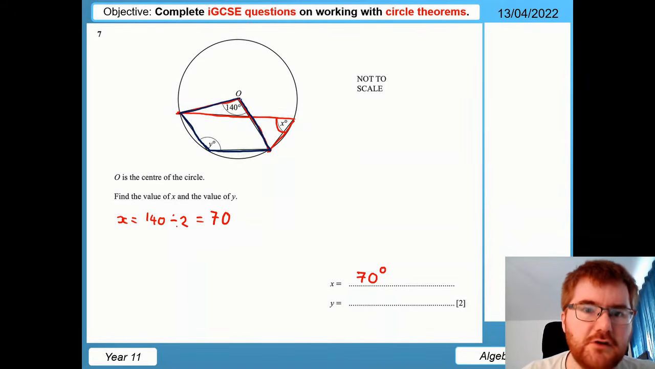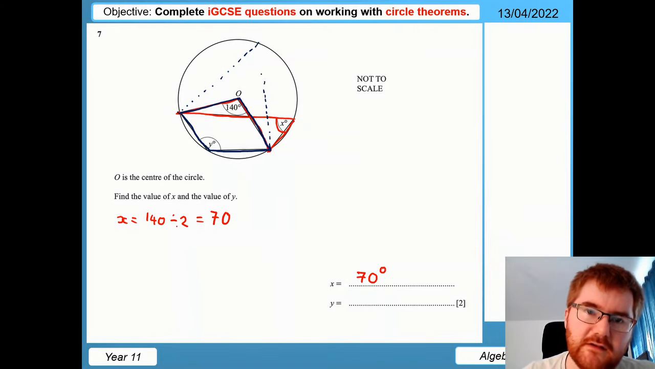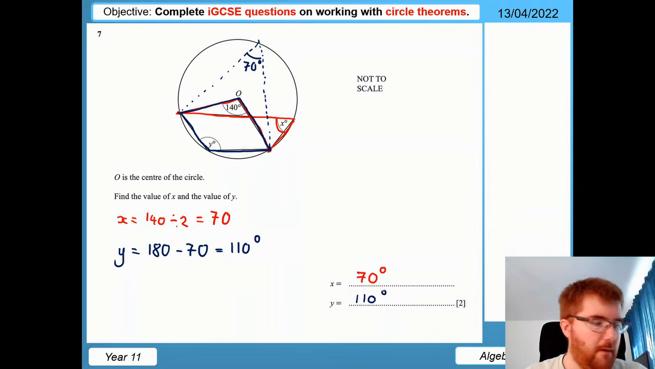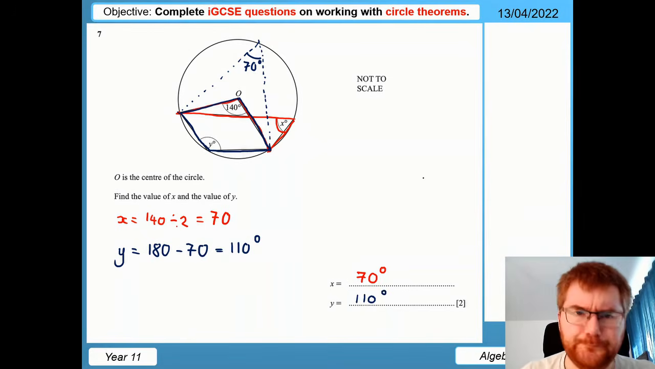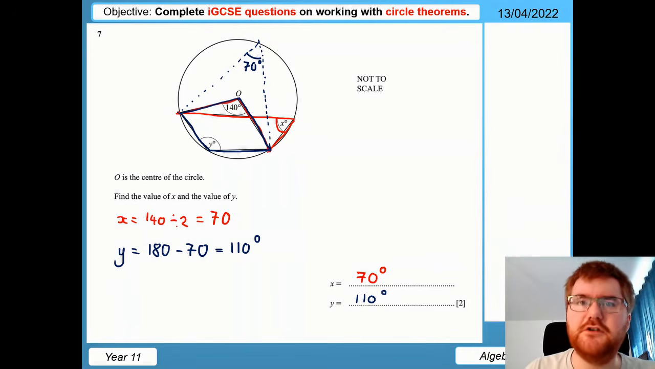And notice this is not a cyclic quad because O is not at the centre. So I do the same trick as before. I'm going to draw a dotted line to make my cyclic quad. I always like this method. This angle is the same as this angle here, x, which is 70. And so to work out y, we do 180 minus 70, and that's equal to 110 degrees. So we just pop that in like so. So watch out for that little trick. It seems to be quite a common thing on these short answer questions.